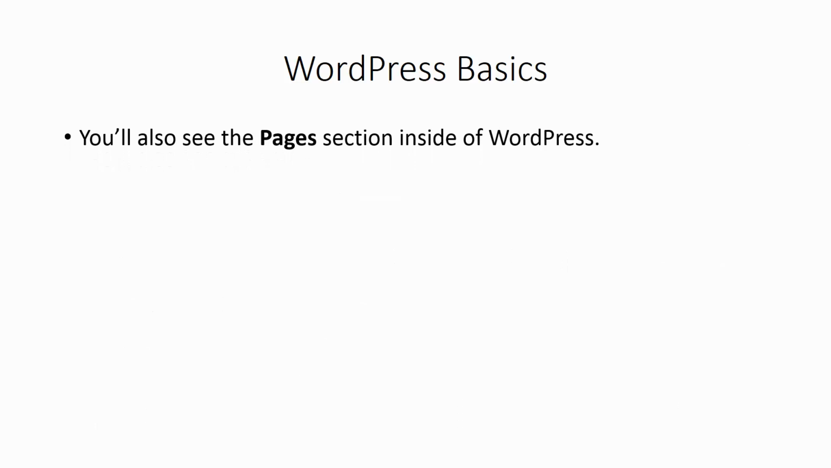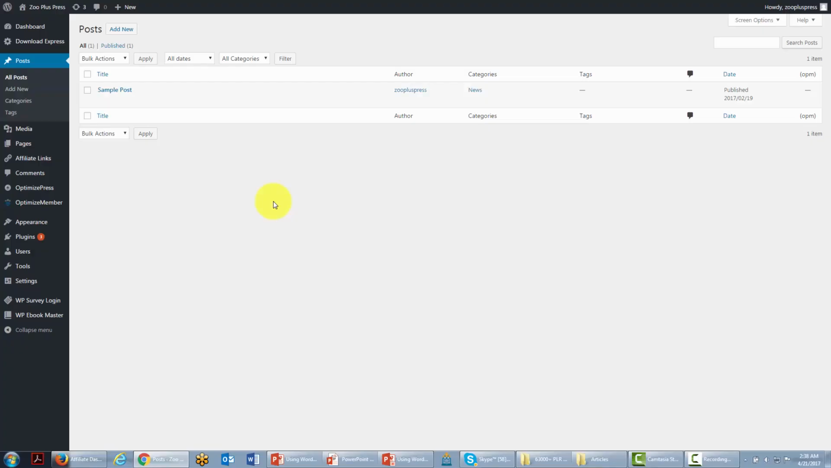You'll also see the Pages section inside of WordPress. And you'll see that area on the left side menu. If you hover over the link, you'll see where you can look at all the pages, and you can actually add or create a new page.